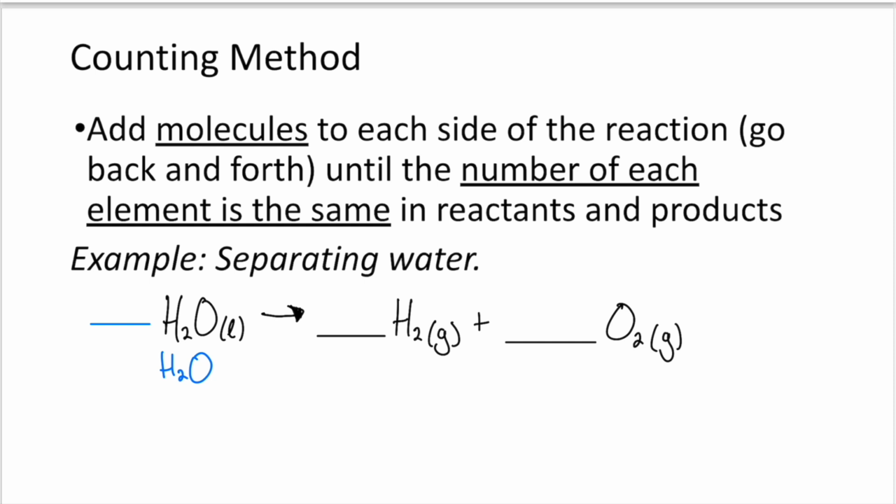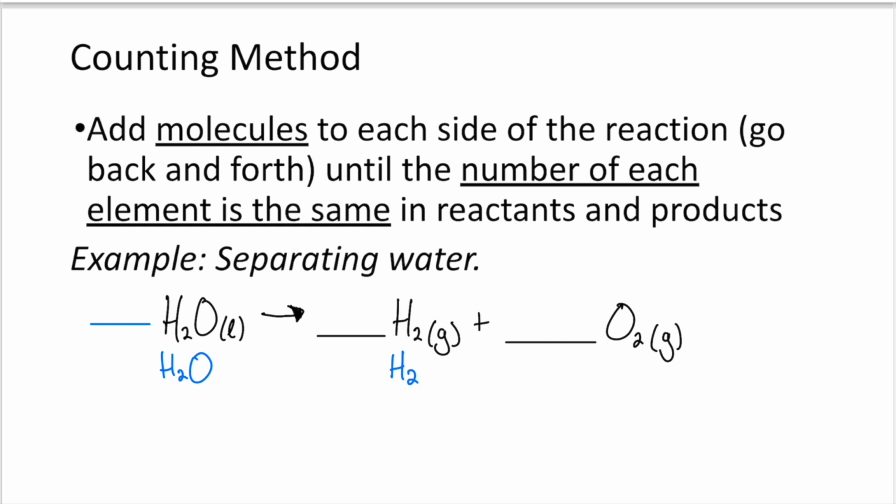So I go back and I double check hydrogen. I've got 2, 4 in the reactants. I have 2 in the products. So I need to add another hydrogen molecule. Now I've got 2, 4 hydrogen, 2, 4 hydrogen, 1, 2 oxygen, and 2 oxygen. So this is a balanced chemical equation.